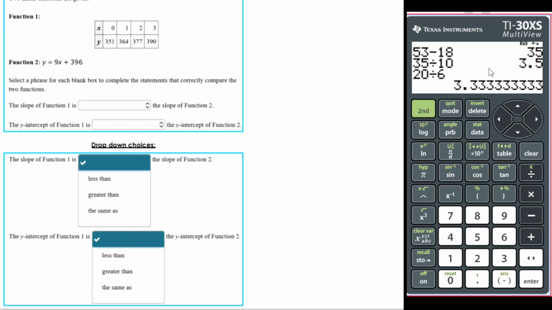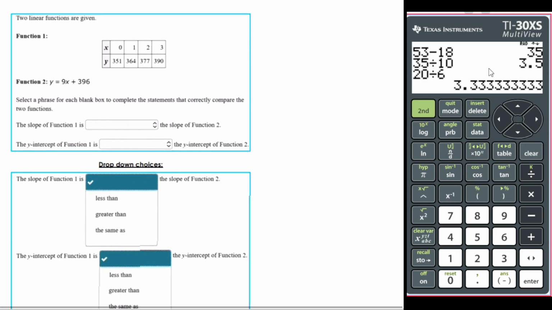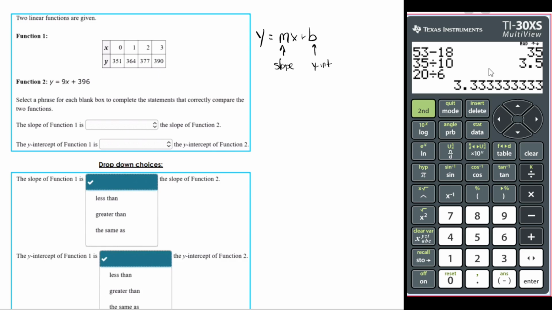Okay, so let's talk about linear equations. Linear equations are written in the form of y equals mx plus b, where m is your slope and b is your y-intercept or starting value. Okay? So, function 2 we already know because they wrote it for us very nicely. M is 9. It's the number in front of x. B is 396. It is the constant.